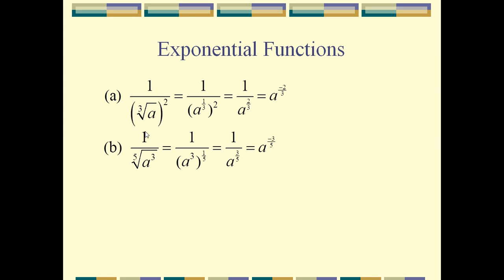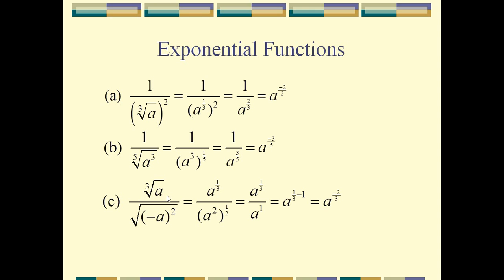And then the next one is 1 over the fifth root of a to the power 3. First, I make sure that the denominator is a to the power 3 and then power 1 over 5. So by the properties of the index, it is a to the power 3 over 5, and it is equal to a to the power negative 3 over 5 in this part.